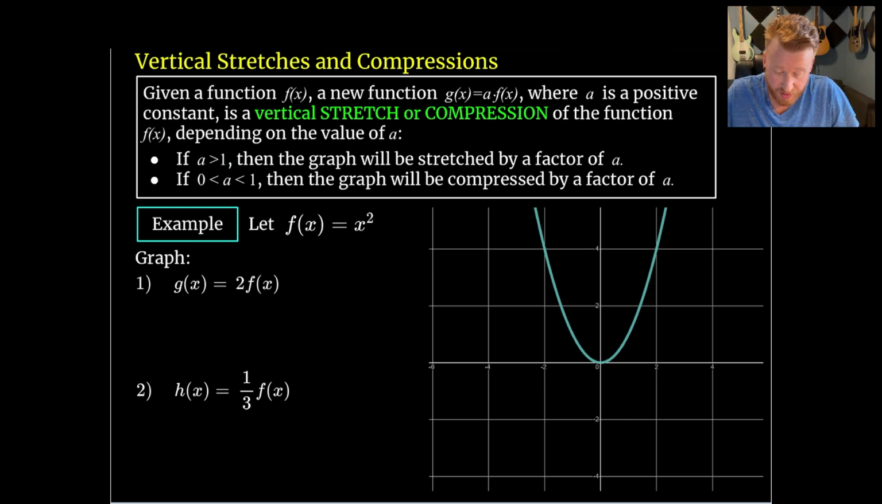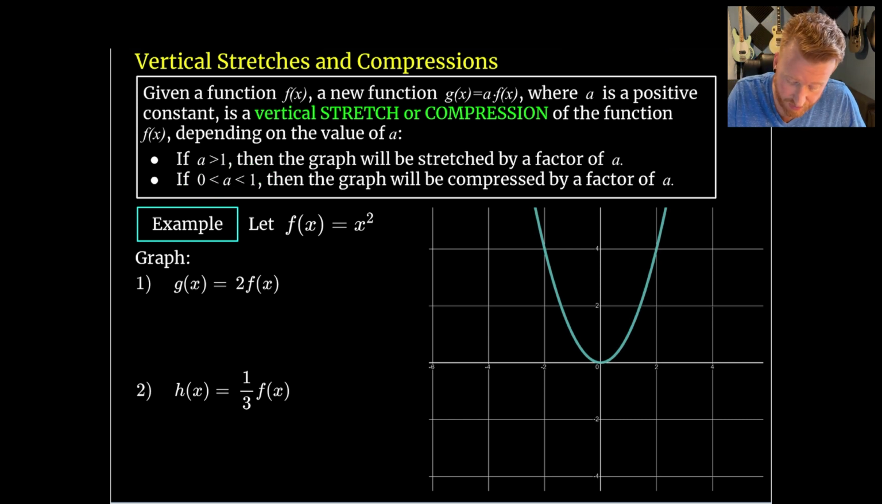And then similarly, if that value a is between 0 and 1, so it's still a positive number, but now it's a fraction between 0 and 1, which means if we had some output value of, let's say, 10, and then we multiply it by 1/2, well, now it has compressed back down to 5.